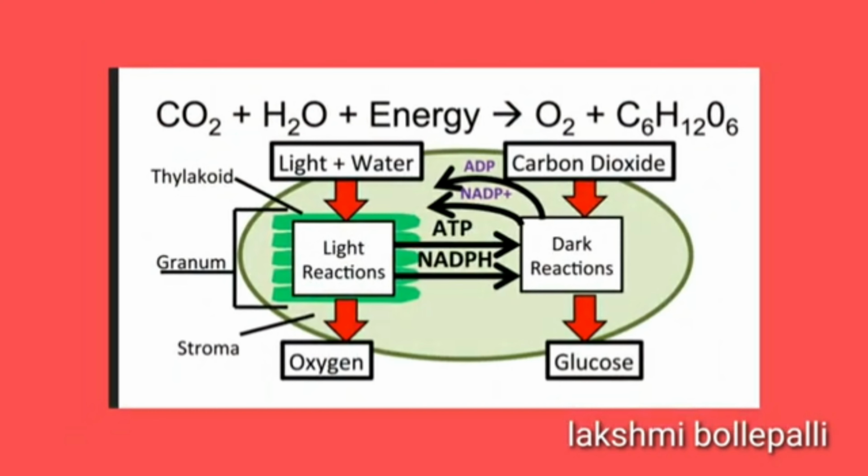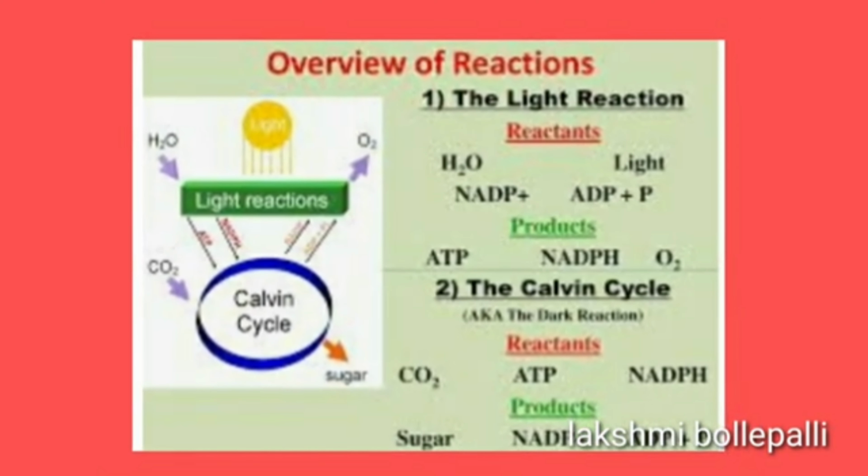H plus ions produced in photolysis are immediately picked up by special compound NADP to form NADPH. That means nicotinamide adenine dinucleotide phosphate. ADP and iP, inorganic phosphate, trap energy to form ATP, adenosine triphosphate. ATP and NADPH are formed at the end of the light reaction. These are called assimilatory power.